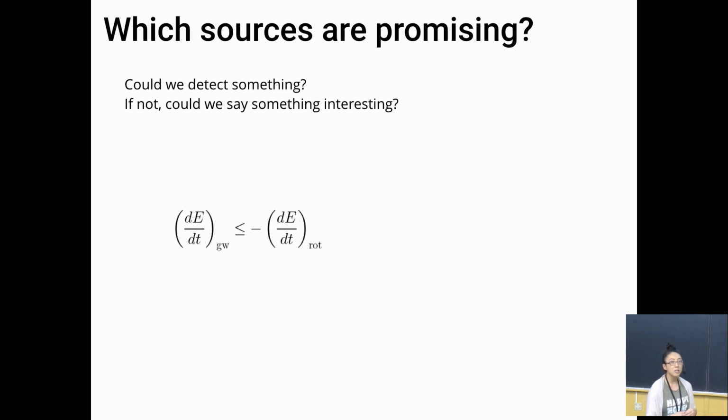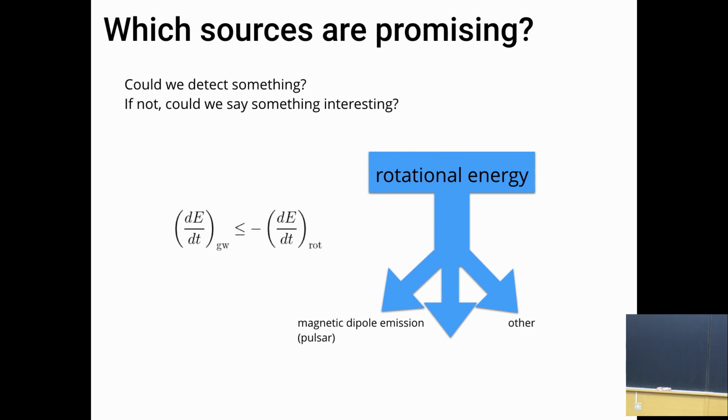And then you say, well, what's my search sensitivity? I expect the signal to be less than this amount, but if I'm only sensitive to signals that are higher than this, then it's not worth searching that particular source. Again, we care about the rotational energy or the loss of kinetic energy. If it's a pulsar, we know it's going to be emitting magnetic dipole emission, and also emitting continuous gravitational waves.